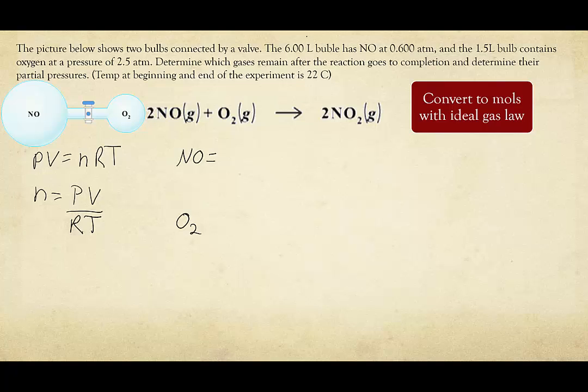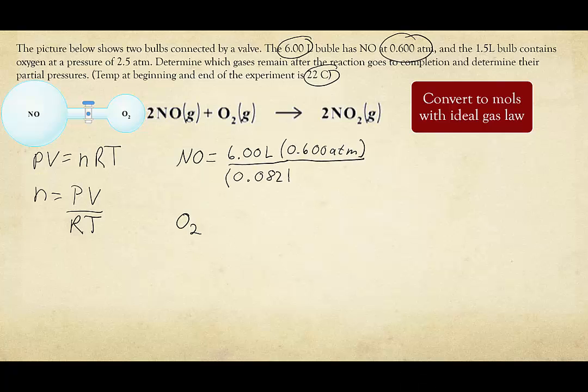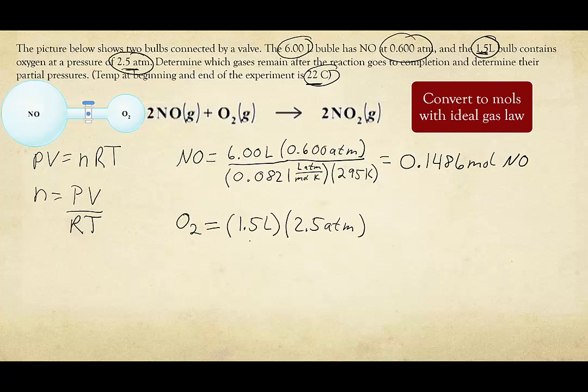For nitrogen monoxide, we have 6 liters, 0.6 atmospheres, and we know our temperature. Once we fill into the equation, it's simply a matter of typing into our calculator to get our answer. Because we're going to be doing a lot of calculations here, we want to make sure to hold a few extra sig figs as well. From here, we'll do the same thing for oxygen, with a 1.5 liter bulb, 2.5 atm, and still 22 degrees. And now we have our moles of each reactant.